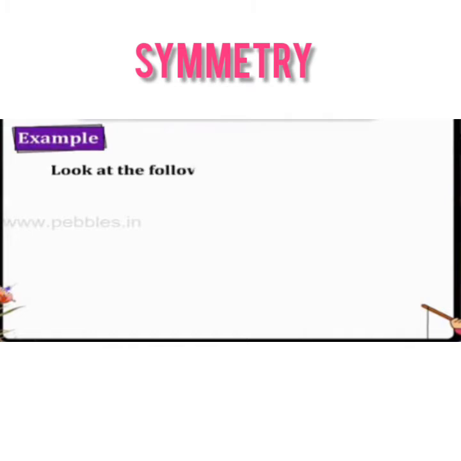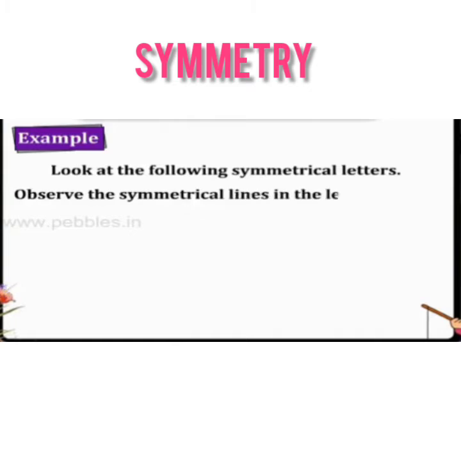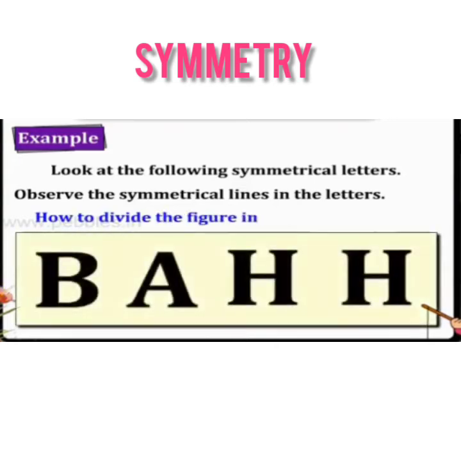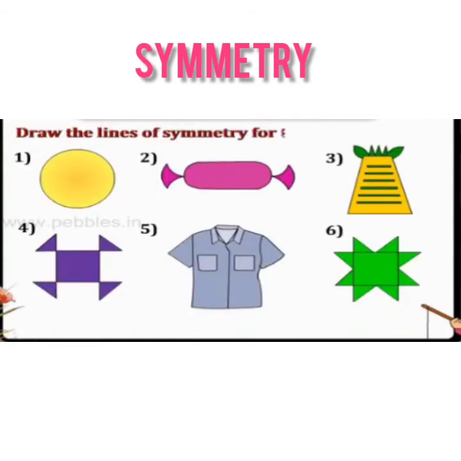Example. Look at the following symmetrical letters. Observe the symmetrical lines in the letters. How to divide the figure into two equal parts? Look at B, children. A, H. H, we have two types of symmetry. Okay. One is vertical and one is horizontal. Draw the lines of symmetry for these figures. Look at this, children. The symmetry lines. Both the sides will be equal in shape.